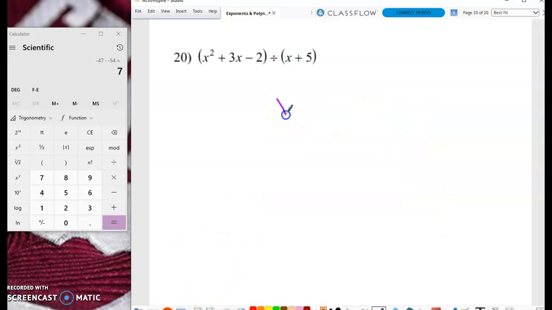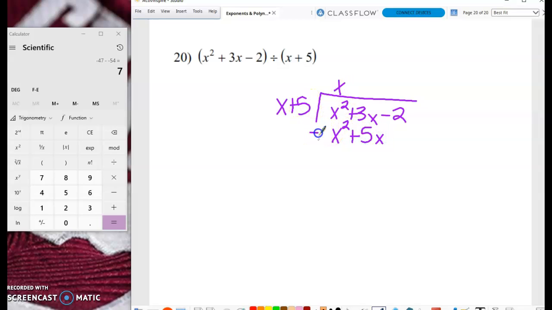Last one, we have x plus 5 on the outside, x squared plus 3x minus 2 on the inside. X needs to be multiplied by x to get x squared. So x times x is x squared. X times 5 is 5x. And subtract. So those cancel. 3 minus 5 is negative 2x minus 2.